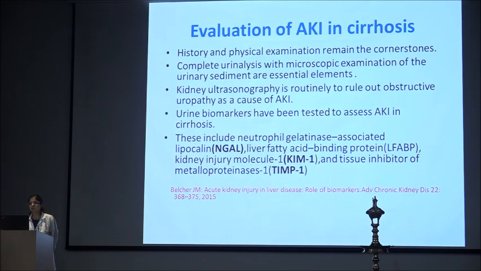Evaluation of AKI in cirrhosis: history and physical examination remain the cornerstones. Complete urine analysis with microscopic examination of the urinary sediment are the essential elements. Kidney ultrasound is routinely done to rule out obstructive uropathy as a cause of acute kidney injury. Urinary biomarkers have been tested to assess AKI in cirrhosis, and these include NGAL, that is neutrophil gelatinase associated lipocalin, liver fatty acid binding protein, kidney injury molecule, tissue inhibitor of metalloproteinase, and several other markers are coming up.